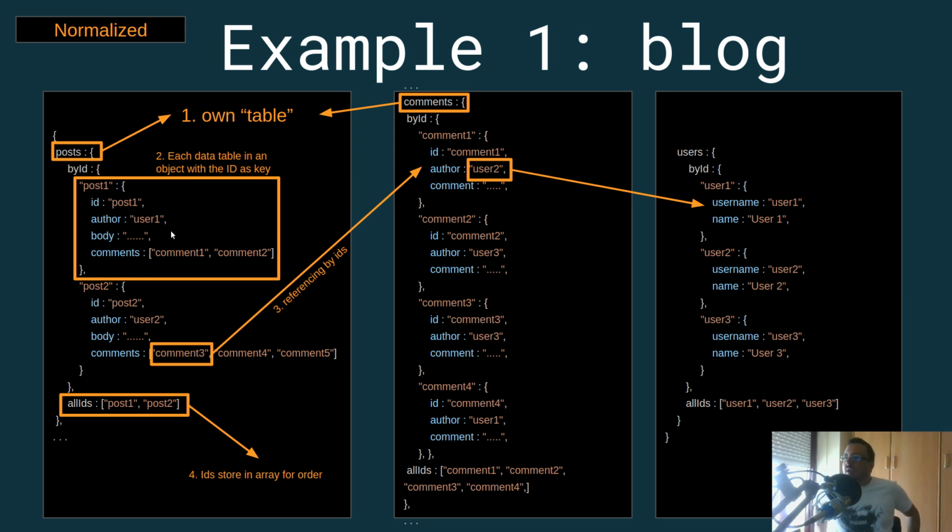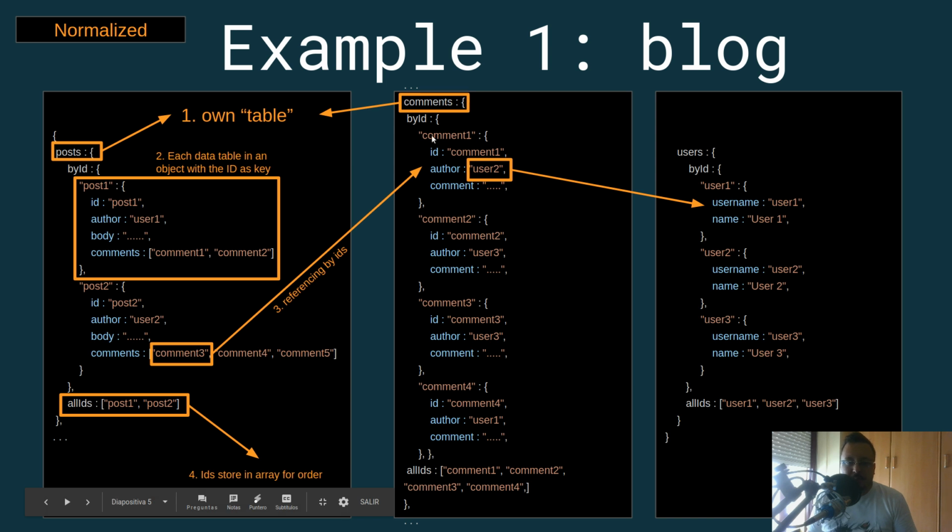Okay, so as you see, you have the key, the ID, and the object as the value. Author, body, and comments. We have other things. Now, author is referenced. Here is the users. Both of them are with the same shape, the byId, where we have the objects, and the allIds, where we have the array of IDs to remember the ordering.